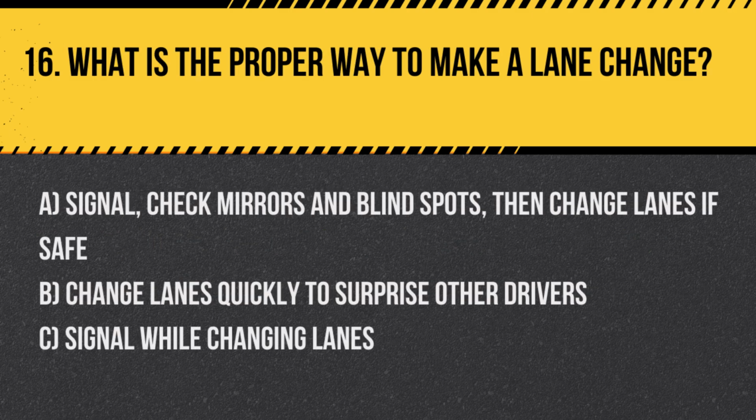Question 16. What is the proper way to make a lane change? A. Signal, check mirrors and blind spots, then change lanes if safe. B. Change lanes quickly to surprise other drivers. C. Signal while changing lanes.